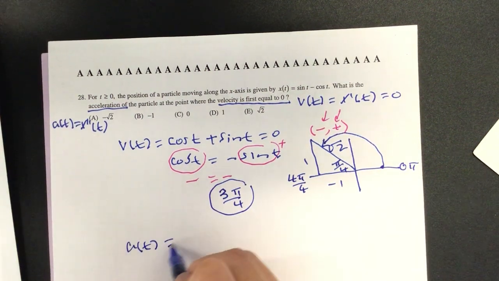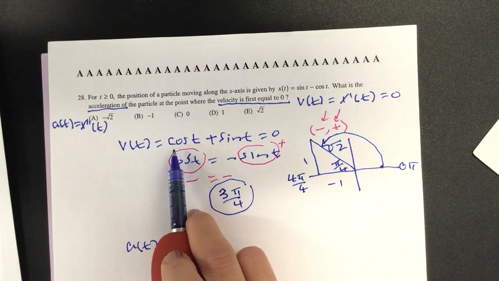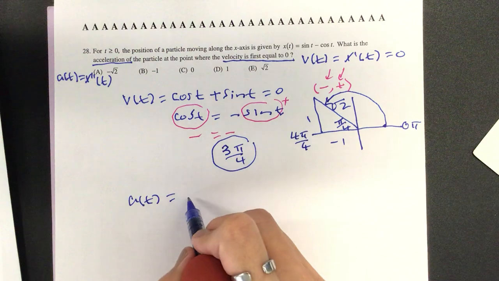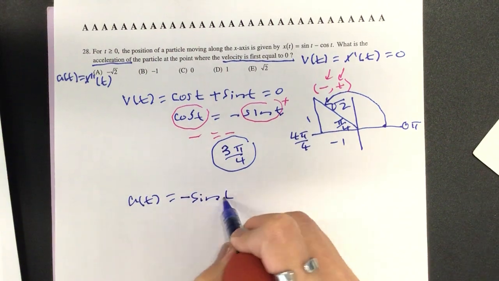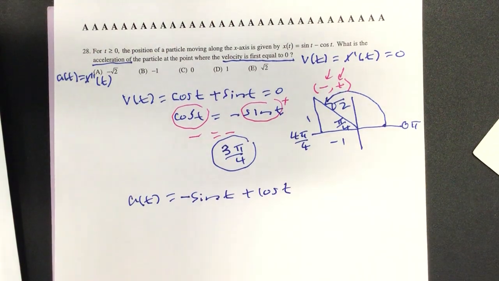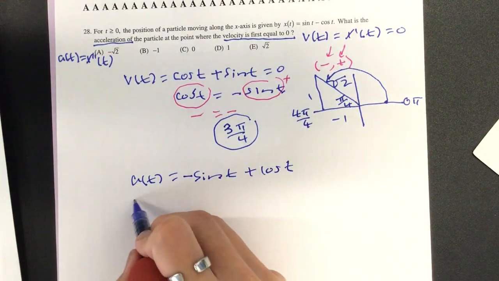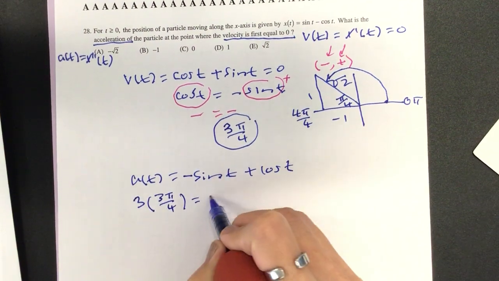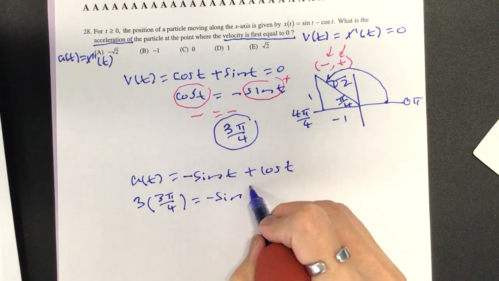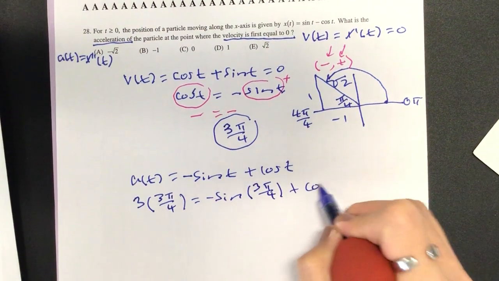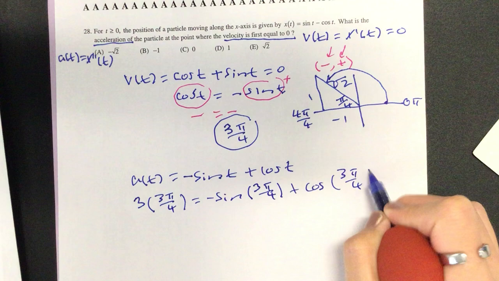So we have a of t is equal to, now let's find the derivative of cosine. Negative sine. And the derivative of sine is just cosine. Cosine of t. And now we're plugging in 3 pi over 4. That's the last step. If you're like, this one is kind of hard, I'm going to say it probably is. Negative sine of 3 pi over 4 plus cosine of 3 pi over 4.